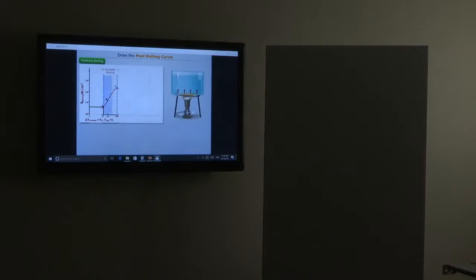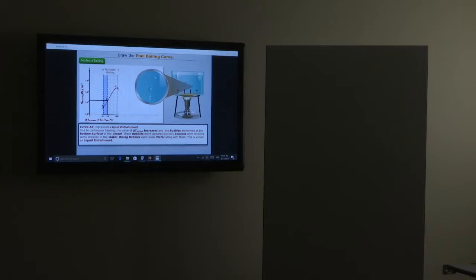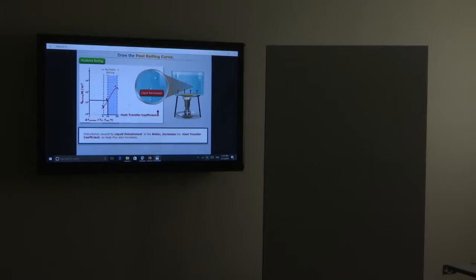Curve ABC represents the stage nucleate boiling. As we can see, nucleate boiling is divided into two parts. Curve AB represents liquid entrainment, and curve BC represents critical heat flux. Now first, let us understand liquid entrainment. Due to continuous heating, the value of delta T excess increases, and the bubbles are formed at the bottom surface of the vessel. These bubbles move upwards and carry some water along with them, but they collapse after covering some distance in the water. This is known as liquid entrainment. The disturbance caused by liquid entrainment in the water increases the heat transfer coefficient, so the heat flux also increases.